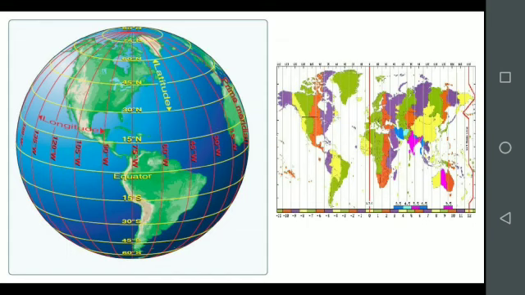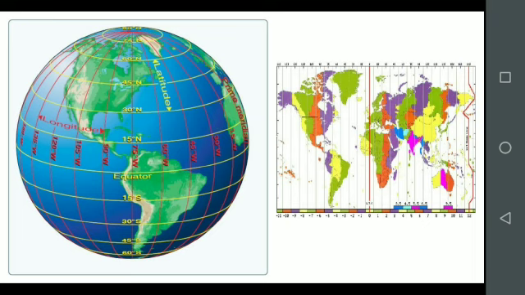The numerical value of longitude is followed by the letter E or W for the eastern and western hemispheres respectively. Observe the map of the world, children. We have two lines drawn here. One is at 0 degrees and the other one is at 180 degrees.